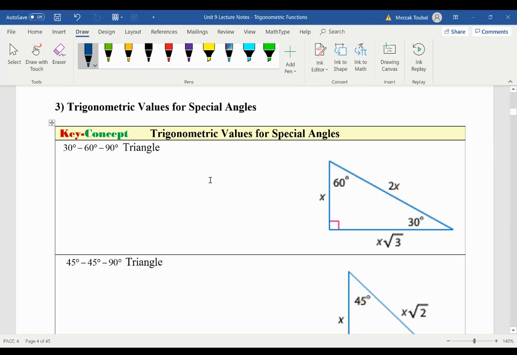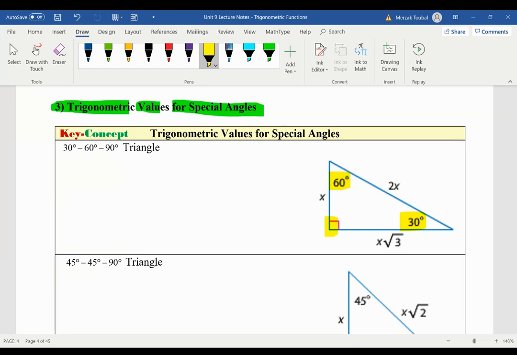Now, in trigonometry, there are some triangles that are special triangles. So, trigonometric values for special angles. A triangle with special angles is a special triangle. The first special triangle we're going to be looking at is the 30, 60, 90 triangle.